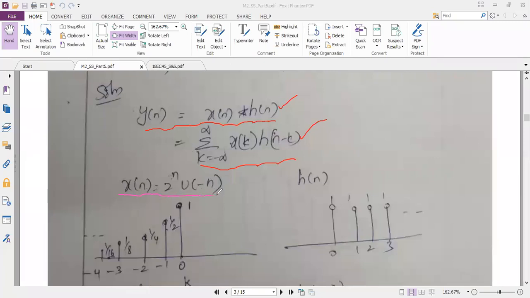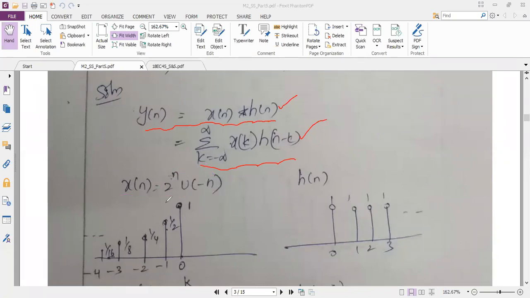First I am drawing x of n. In the question they have given 2 power n, so 2 power n is the amplitude. This u of minus n is given for us to draw the signal at the negative x-axis. Whether it is u of n or u of minus n, the amplitude remains same. The amplitude is always 1. So that bracket n value and minus n value is indicating whether I should plot the amplitude 1 along the positive x-axis or along the negative x-axis.